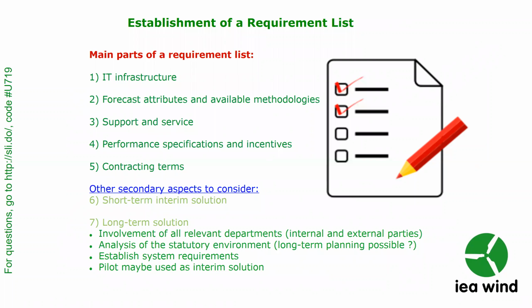The forecast attributes and available methodologies are, of course, what the core of the system will be. But then also the support and service, that's sometimes not so easy to define, but it's important to really think about it before you go ahead. And then performance specifications and incentives: how do I ensure that the forecasters keep doing good work, and how can I incentivize them? But also for myself, what is important for myself so the forecasters know where they have to improve or work on. And then, of course, the contracting terms.